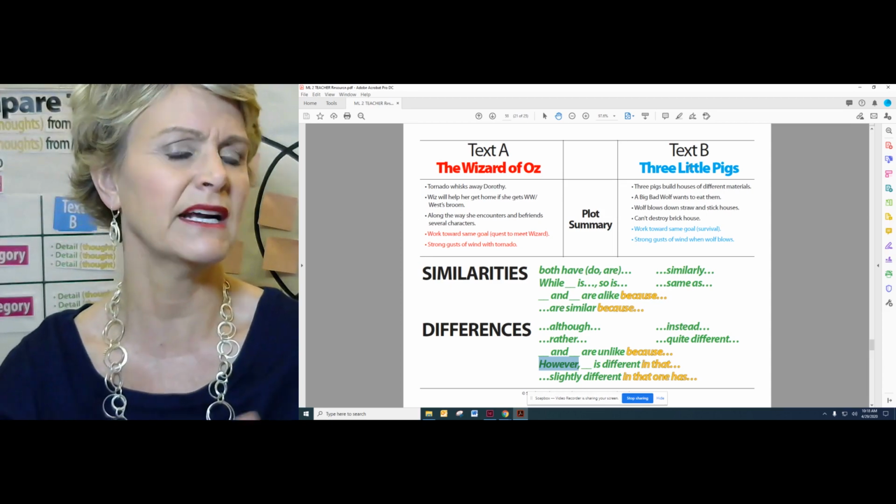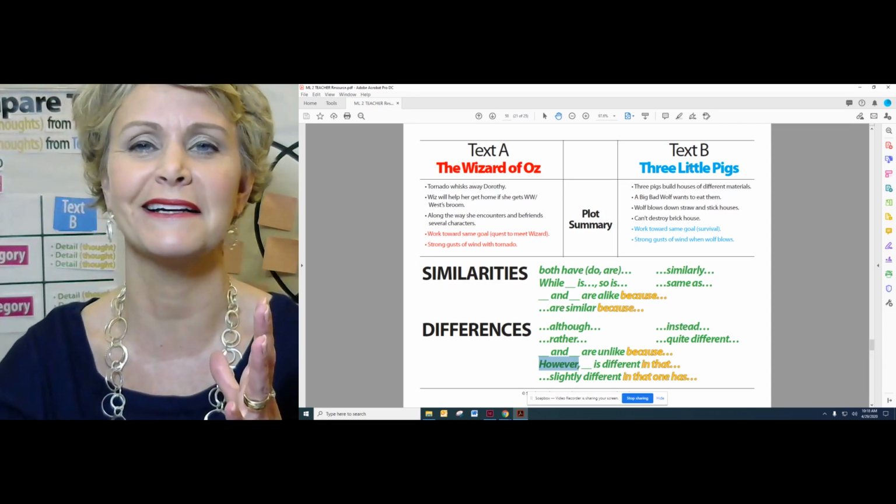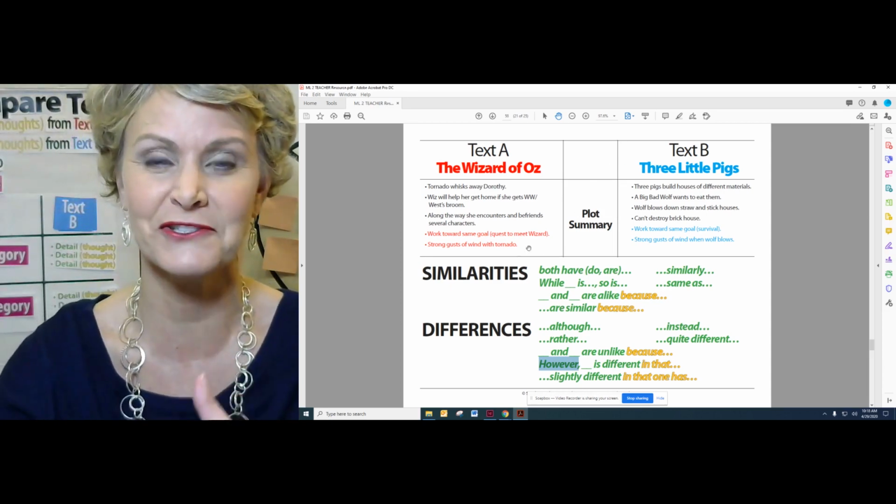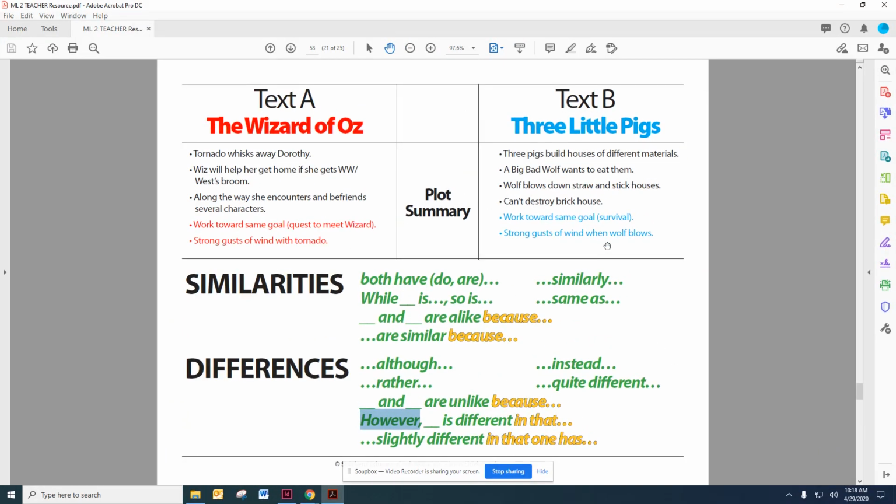Okay, so now let's zoom in on a tornado. Let's zoom in on a similarity, okay? And let's do the wind. Let's do tornado from the wind and gusts of wind from the wolf blowing. Okay, how would you start the sentence? Both stories, both plots include, okay, good. A key element of wind or gusts of wind through the wolf blowing and the tornado at the beginning of The Wizard of Oz.